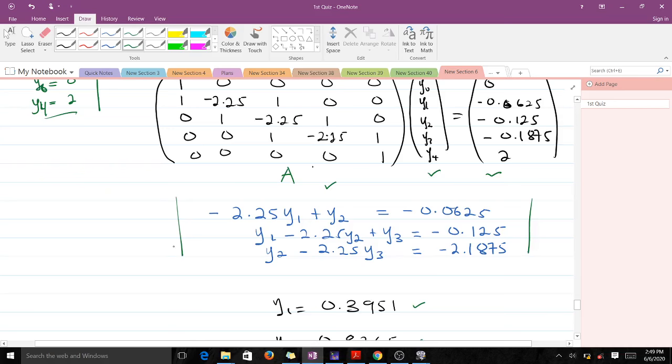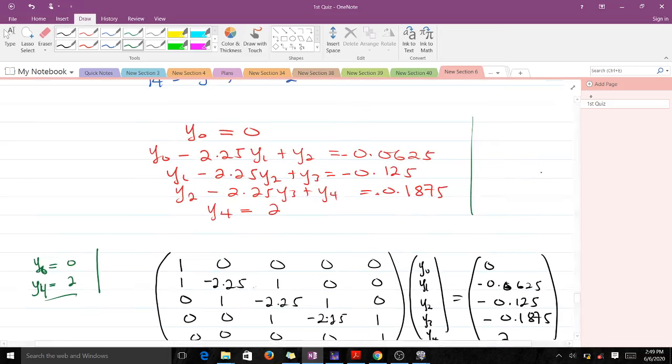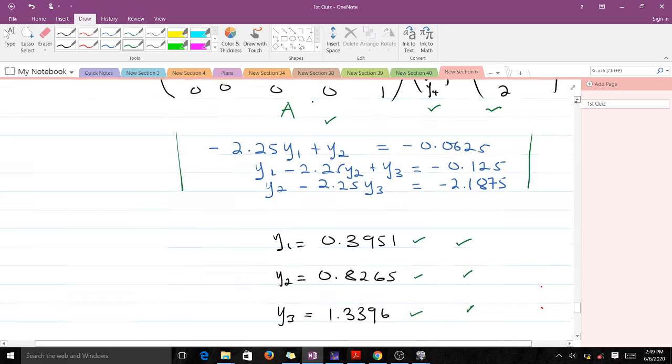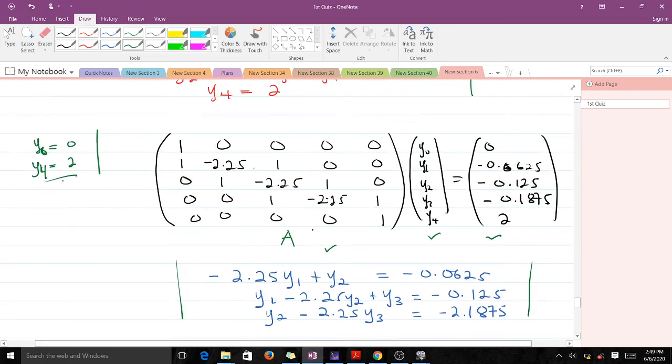I hope you understand. So wherever we find y0 in equation 2, we will put 0 there because it is 0. Wherever we find y4 here, we put 2 there. That is going to give us these 3 equations that we have here. So solving these 3 equations using any method that you know for solving systems of linear equations is going to give you y1 to be 0.3951, y2 to be 0.8265, and y3 to be 1.3396. Recall that we already know the values for y0 and y4 from the boundary conditions which were given to us.